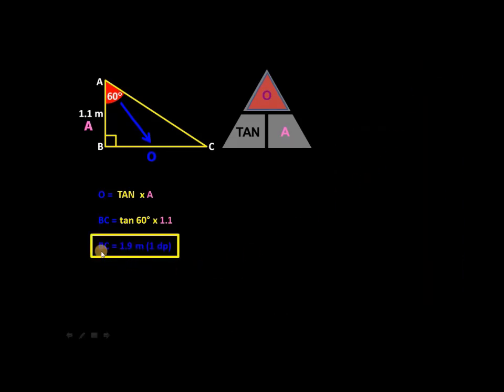The answer is BC is 1.9 meters to one decimal place.